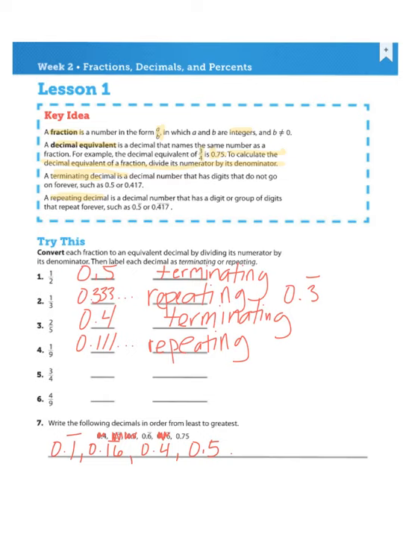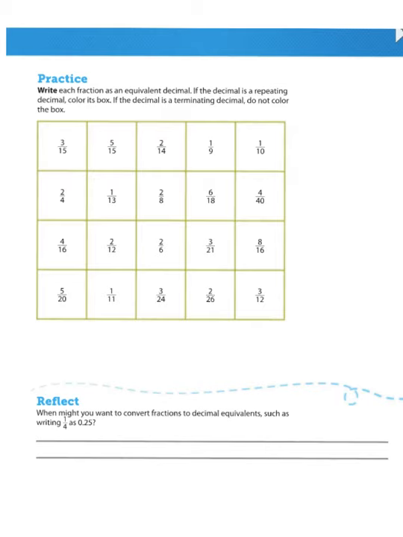The ones that I have left are 0.6 repeating and 0.75. Well, 6 comes before 7, so 0.6 repeating would come next, and then 0.75 would be your greatest. So again, we went from least to greatest. On the practice, we're going to write each fraction as an equivalent decimal. If the decimal is a repeating decimal, color its box. If the decimal is terminating decimal, do not color the box. On your slides, I just have a box that you can drag to it if it is repeating, because I know that you guys can't shade in or anything.